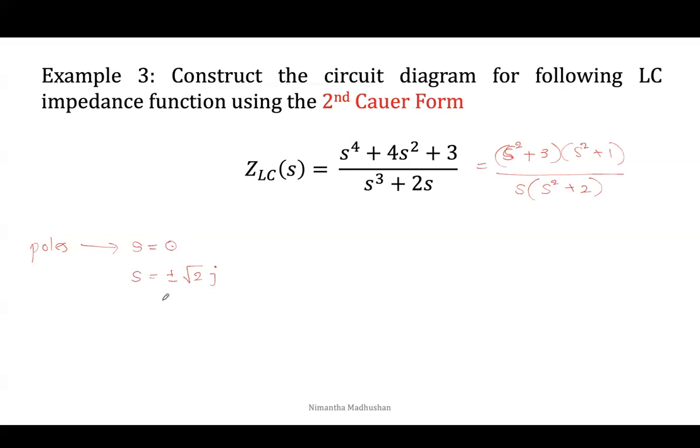These are the poles of this impedance function, and zeros we can obtain from the numerator. There are 4 zeros: s equals plus or minus root 3j, and s equals plus or minus j. Then we can plot these poles and zeros in the complex s plane.